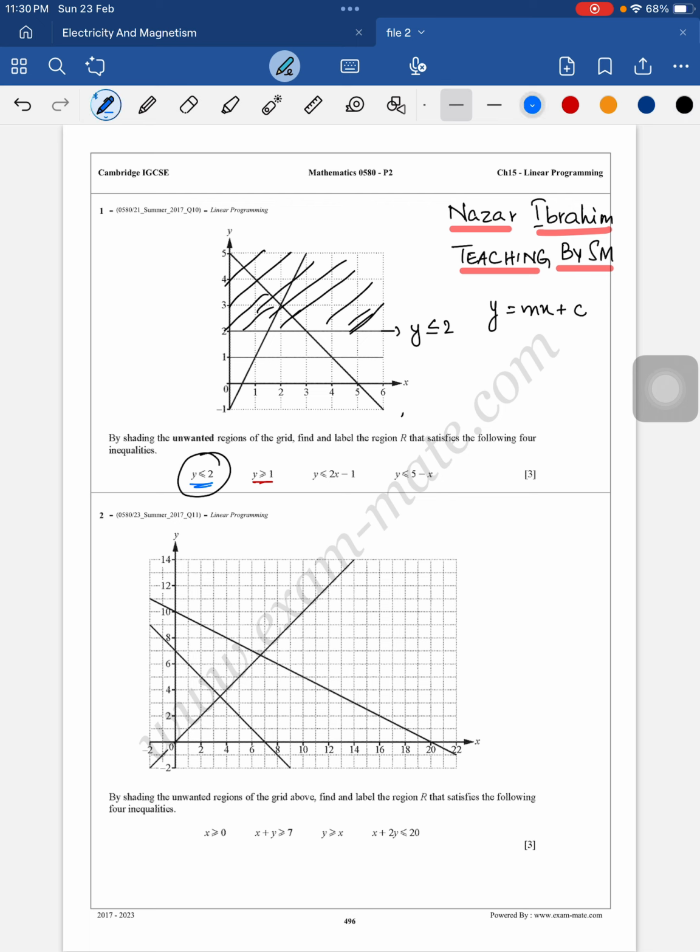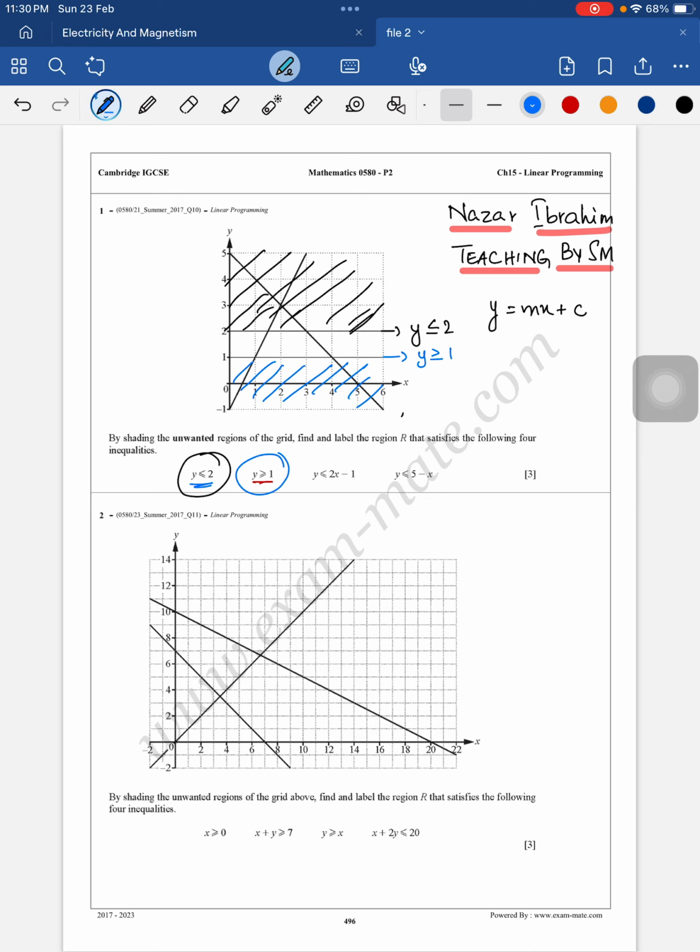Okay, now the second is y is greater than or equal to 1. So this is the line y equals 1, and greater than or equal to 1 means I will see the region, right? So the upper part over here is y greater than or equal to 1, and the lower part is less than or equal to 1, right? So I will be shading the unwanted. This is unwanted over here.